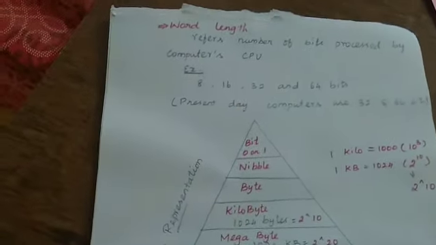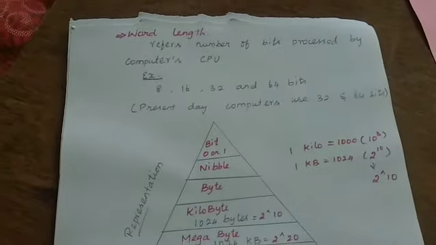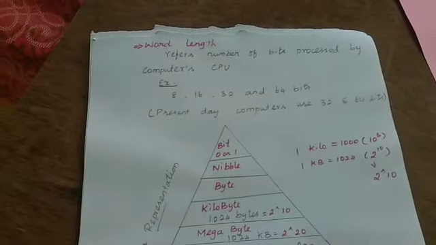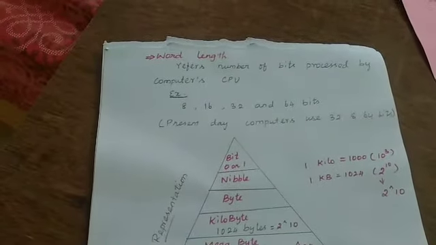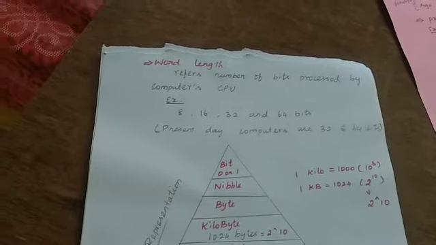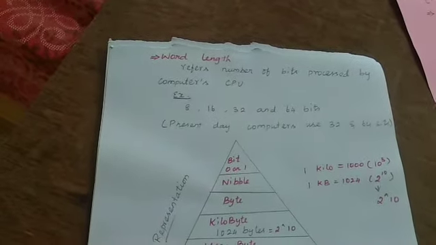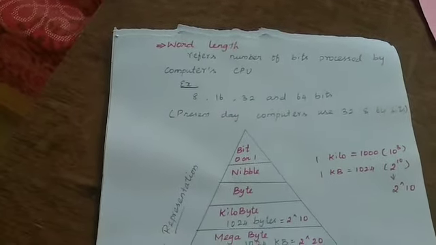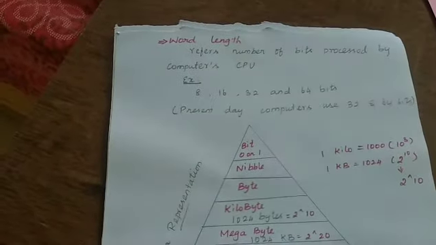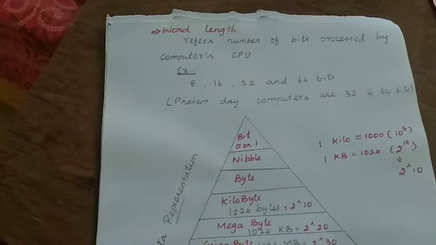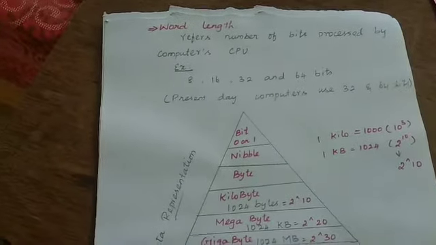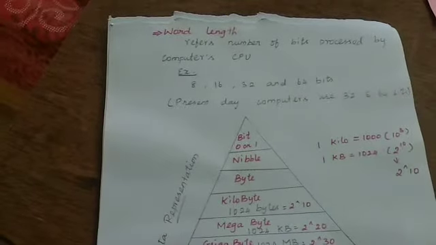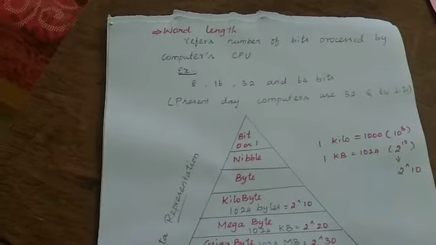And next one is word length. What is meant by word length? For example, cat. How many characters does it have? 3 characters. So normally we will say a cat consists of 3 letters. In computer, a CPU will process a number of bits. That is called word length. Word length refers to the number of bits that can be processed by the computer CPU at a time.